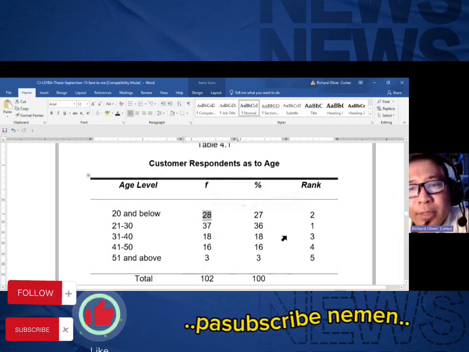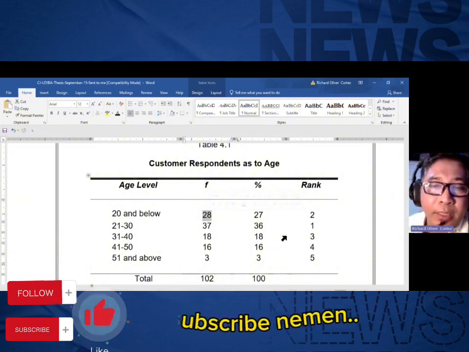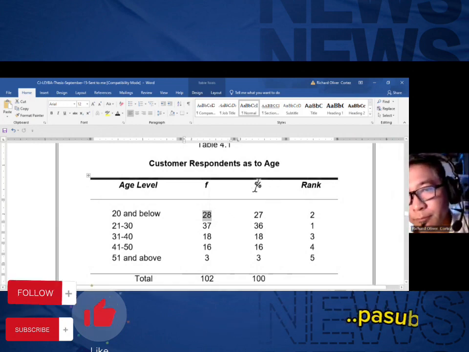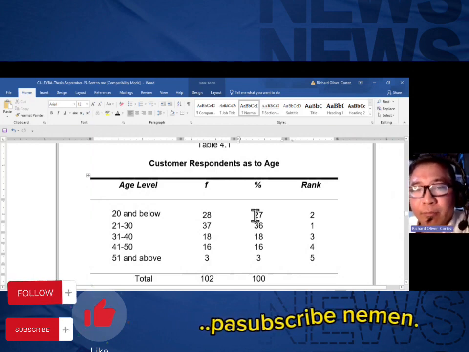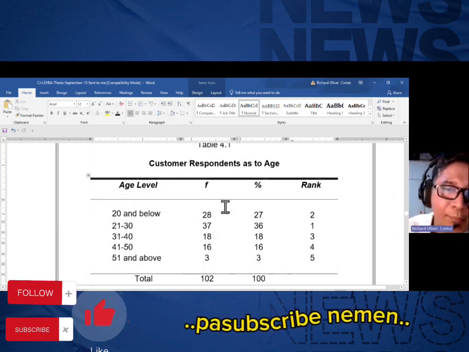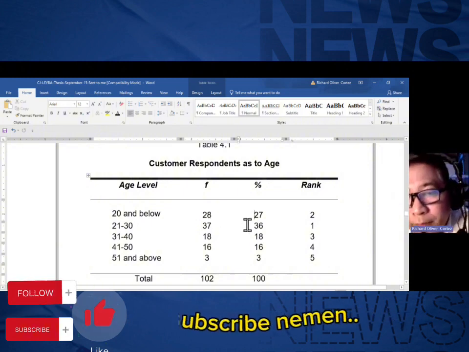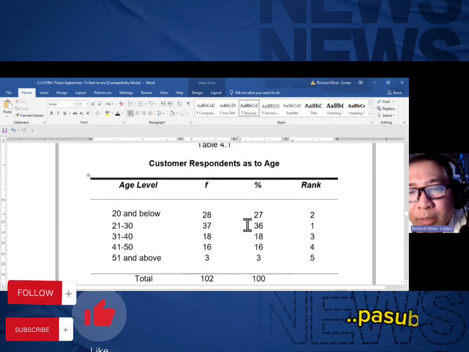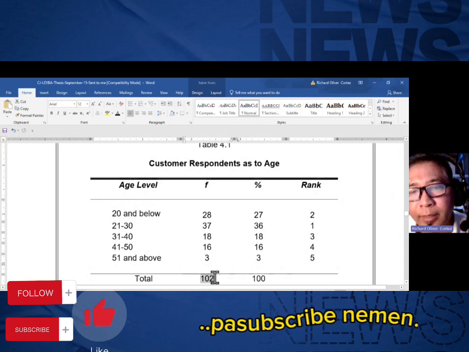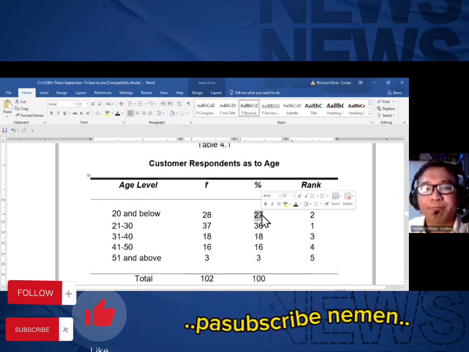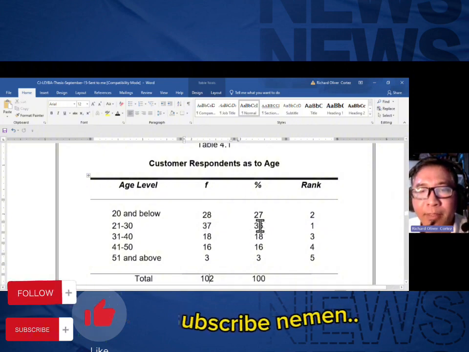And the next column is the percentage, represented by the column heading of the percent sign, just the percent sign, not in words. Okay, so that is 27%. It means we just get the percentage of 28. How many percent is 28 of 102? So 28 is 27% of 102. We simply divide 28 by 102 and you will get 27%. 37 divided by 102, you will get 36%.